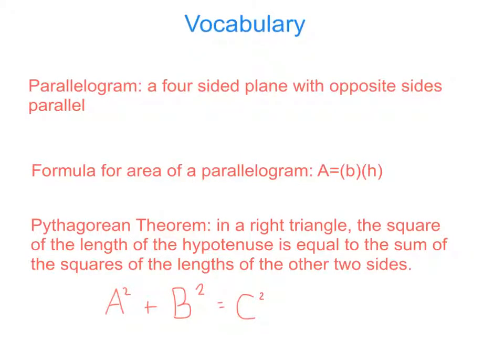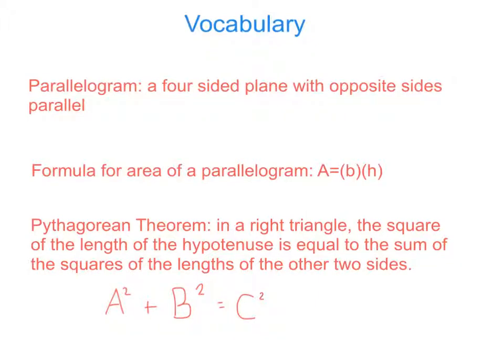First, let's go over some vocabulary. A parallelogram is a four-sided plane with opposite sides parallel. The formula for the area of a parallelogram is base times height. The B stands for base and the H stands for height.